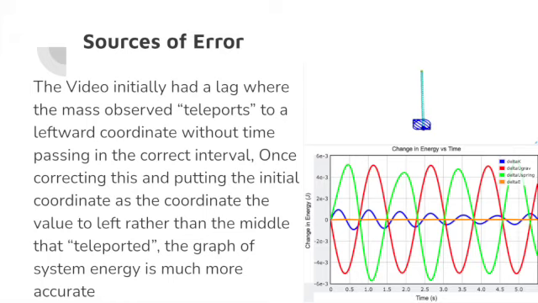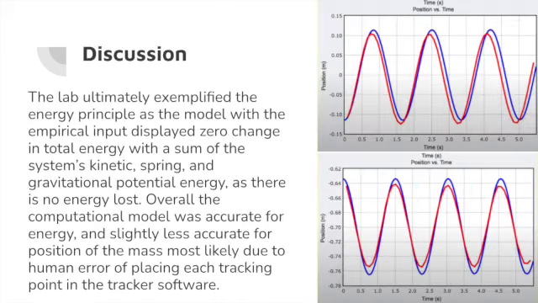Sources of error. The video initially had a lag where the mass observed teleports to a leftward coordinate without time passing in the correct interval. Once correcting this and putting the initial coordinate as the coordinate to the left value rather than in the middle teleported, the graph of the system energy is much more accurate, with a total energy and change in total energy summed at 0, which fulfills the energy principle.